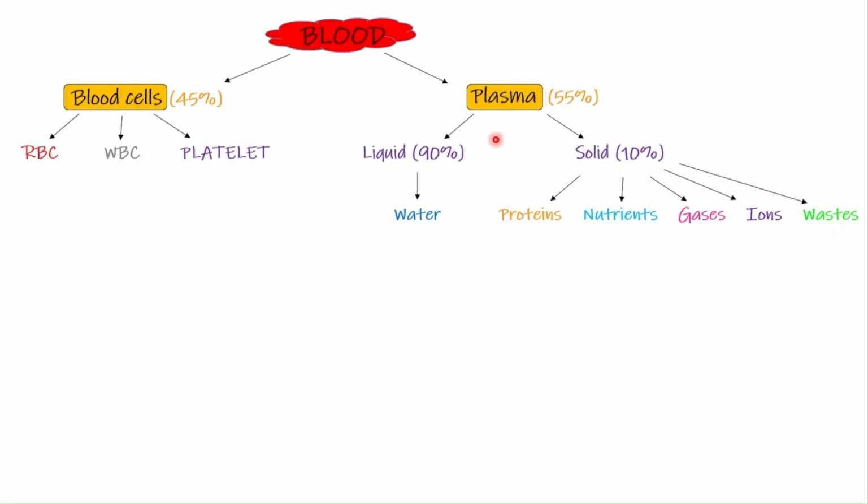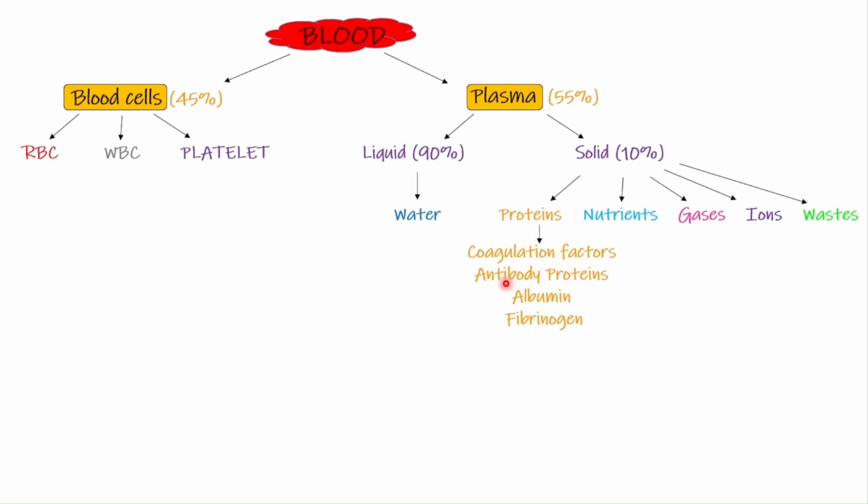Okay, so blood is carrying all of these things. Blood is carrying the blood cells. Blood is carrying a lot of water. Then blood is carrying a lot of proteins and nutrients and gases and ions and waste products. If we go into the detail, the most important thing in the plasma are the plasma proteins. In the proteins, we have coagulation factors, which play their role in coagulating the blood.